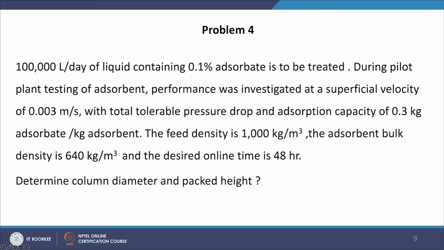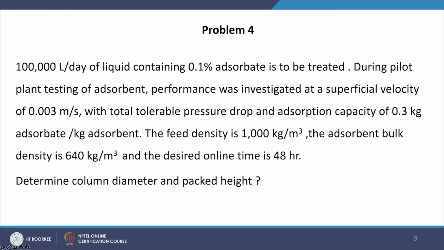Then problem 4, 1 lakh liter per day of liquid containing 0.1% adsorbate is to be treated. During pilot plant testing of adsorbent, performance was investigated at a superficial velocity of 0.03 meter per second with total tolerable pressure drop and adsorption capacity of 0.3 kg adsorbate per kg adsorbent. The feed density is 1000 kg per meter cube, the adsorbent bulk density is 640 kg per meter cube and the desired online time is 48 hours. And then determine column diameter and packed height.